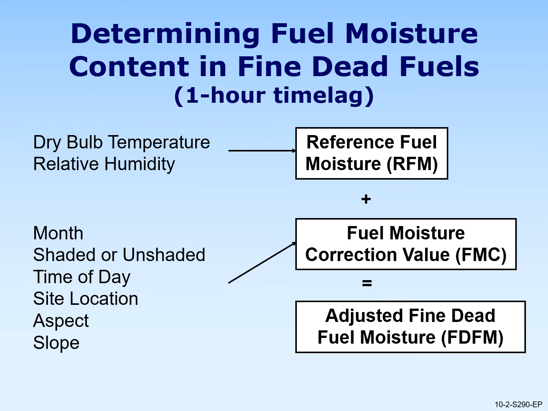First, we need to determine a reference fuel moisture value. This takes into account dry bulb temperature and relative humidity. We also need a fuel moisture correction value. This takes into account the month of the year, whether the fuels are shaded or unshaded, the time of day, the elevation of the fuels, aspect, and slope. Once you have these two values, you can add them together and you get your fine dead fuel moisture.